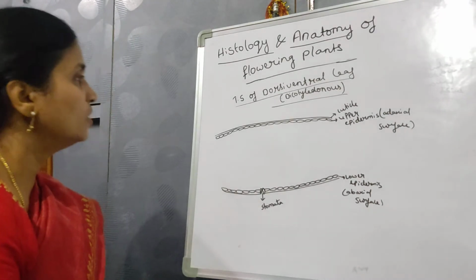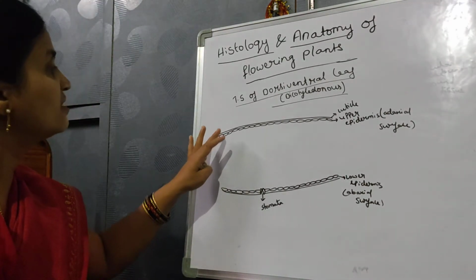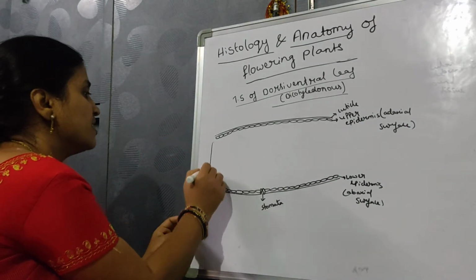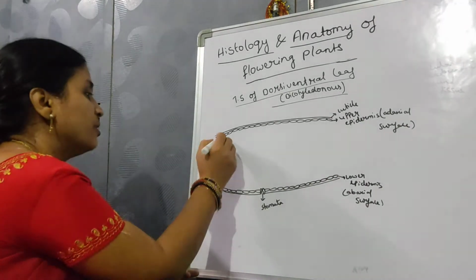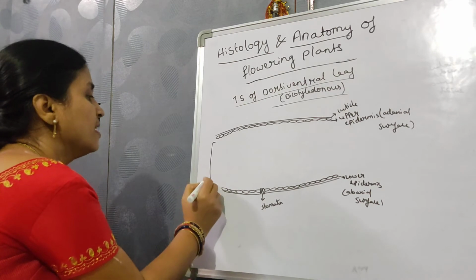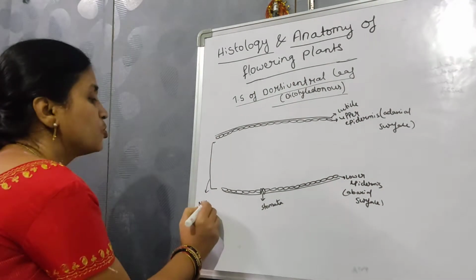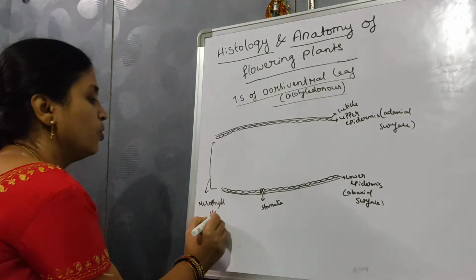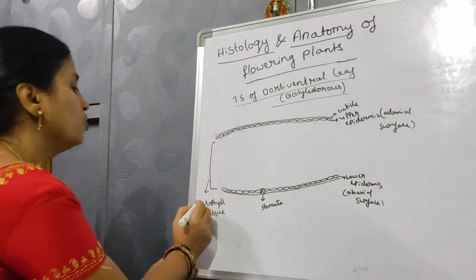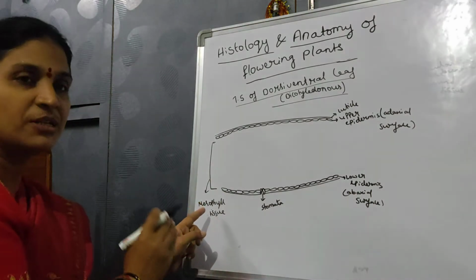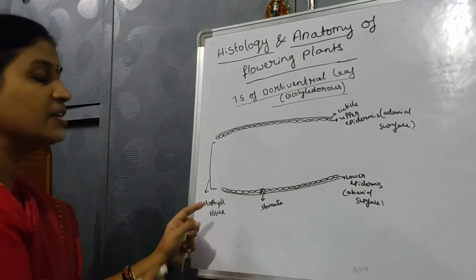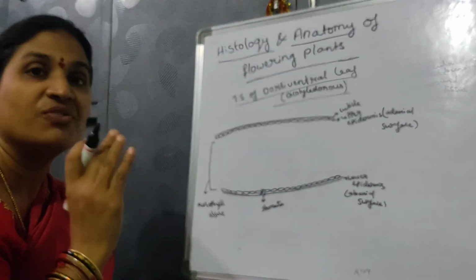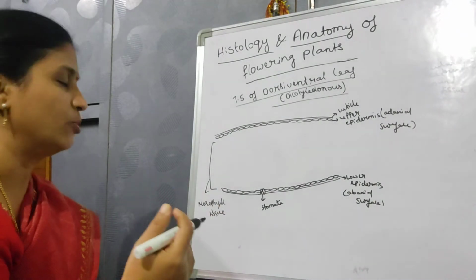Then, coming to the tissue present between the upper epidermis and the lower epidermis, that tissue is called mesophyll tissue. Why is it called mesophyll tissue? Because the term itself says: meso means middle, phyll means having chlorophyll. This tissue has cells which contain chloroplasts. More chloroplasts are present.